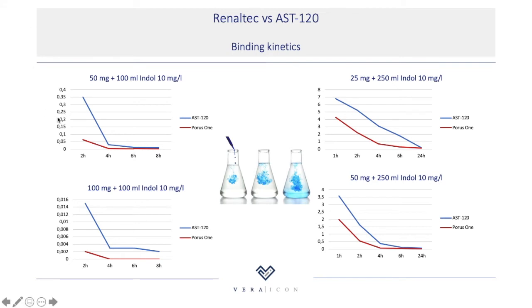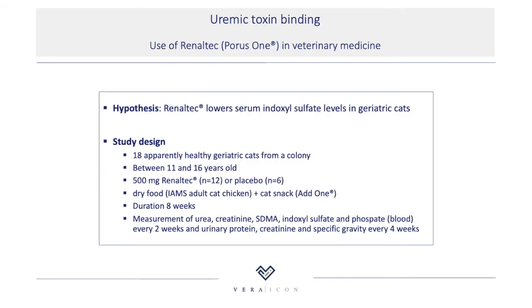And what you can see here consistently is that after a few hours already, 2 hours, there's much more indoxyl sulfate bound by Porus 1 than by AST 120. And these are different concentrations of indoxyl and concentrations of Porus 1 and AST. But you can always see that, especially at the beginning, there's much more binding capacity for Porus 1 than for AST 120, which gives Porus or Renaltec an advantage.